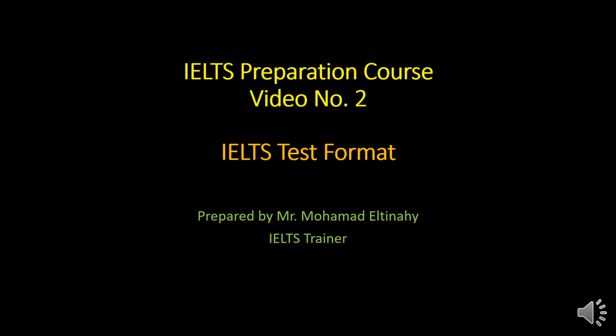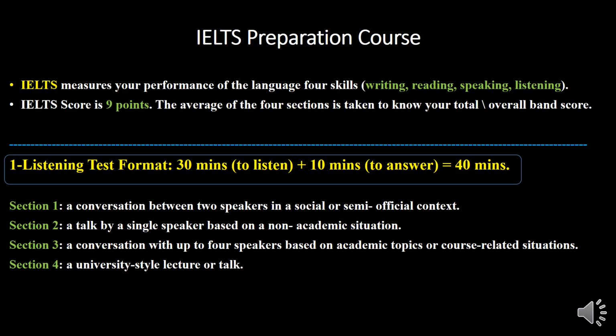Welcome to IELTS preparation course, video number 2, titled IELTS test format. IELTS measures your performance of the language for skills: writing, reading, speaking, and listening. IELTS scores 9 points. The average of the 4 sections is taken to know your total overall band score.